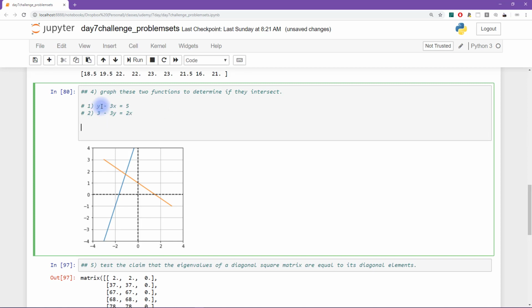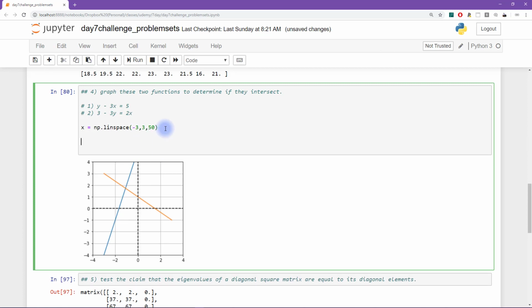A function of y, I meant. So I'm going to start by defining a variable x that's going to be used for plotting. So that will be linearly spaced numbers. You can see on this plot it goes from -3 up to +3. So I'm going to continue with that tradition. So -3 to +3 in 50 steps.